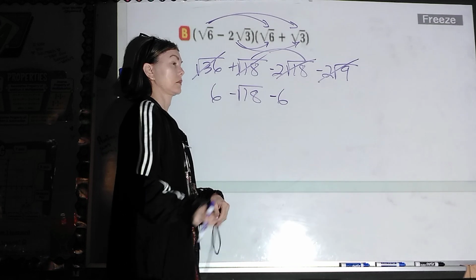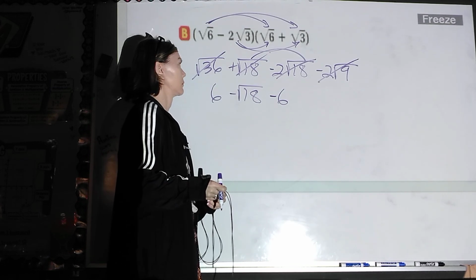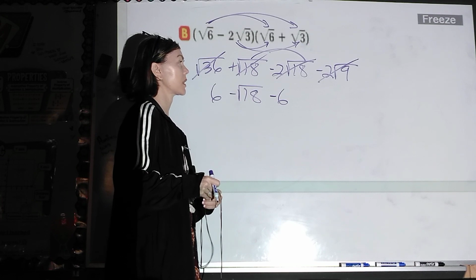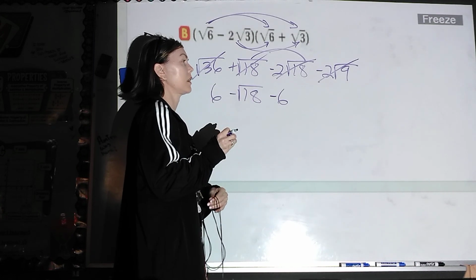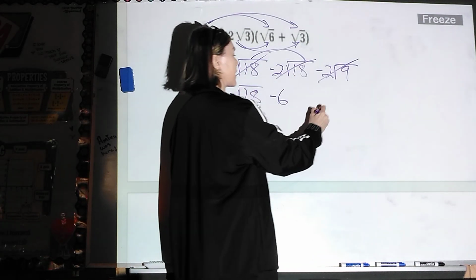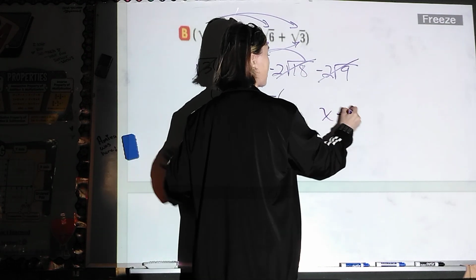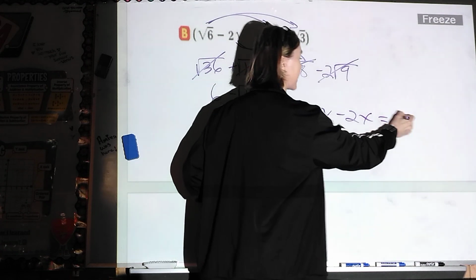How come you didn't get 36 when you combine 18 and 18? How come I didn't get 36? Because this is combining and they stay up. It's just like a positive x minus 2x. What does that give you? A negative x.